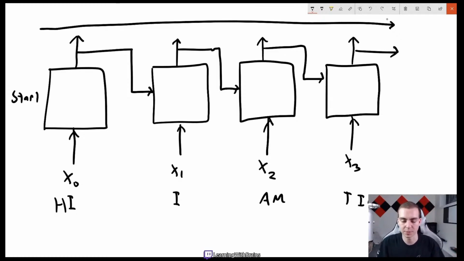Again, I don't want to go too far. We've already spent a lot of time covering recurrent layers and how all this works.